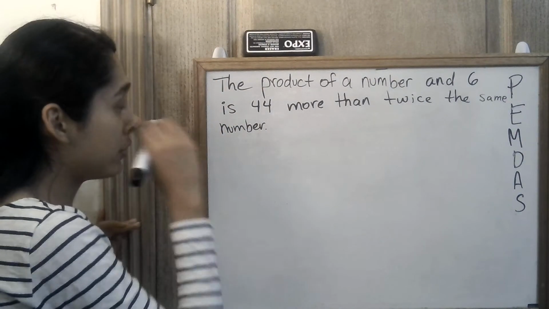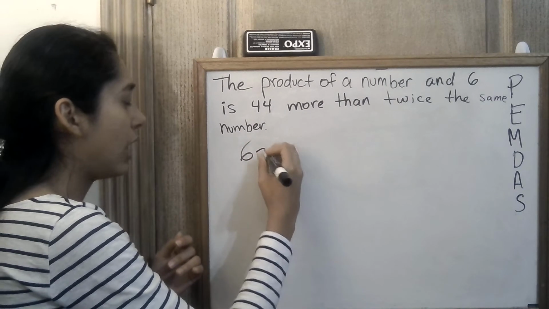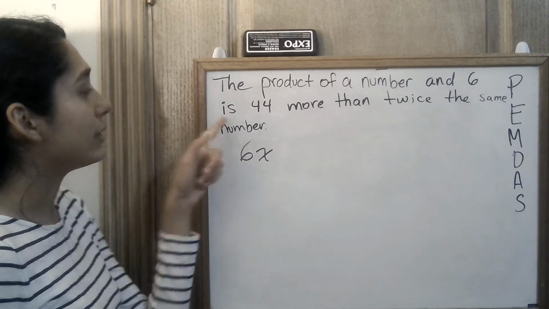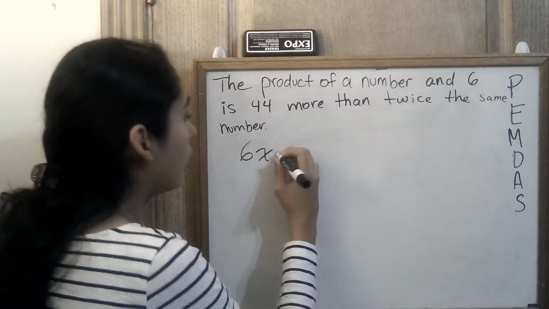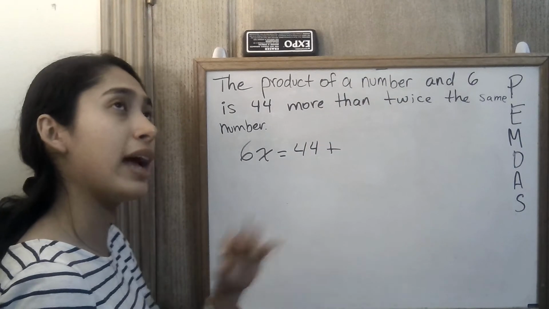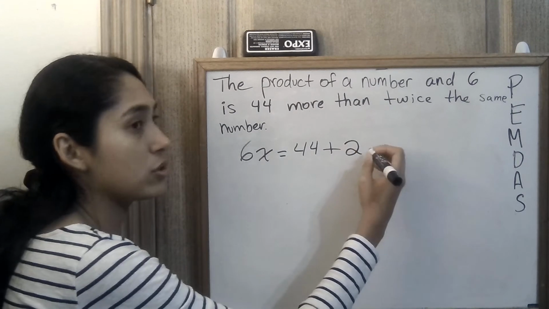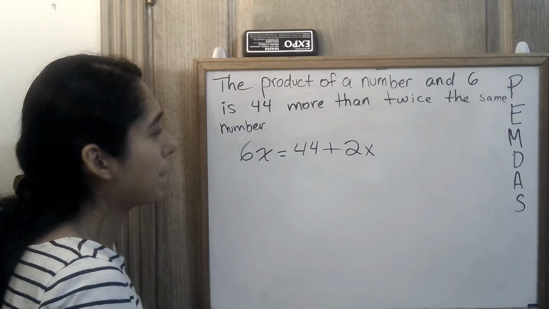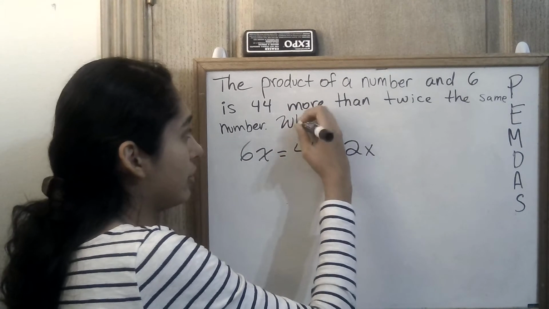Okay, so the product of a number and 6. So 6 times the number, and we know the number is x. We're going to put x because it's our favorite variable. Is, okay, so this is the keyword for an equal sign. 44 more. When you say more, it's when you're adding something, so it's addition. More than twice, so twice means you're multiplying by 2, the same number. Yep. So now if you want to solve for x, like if it says, what is the number?